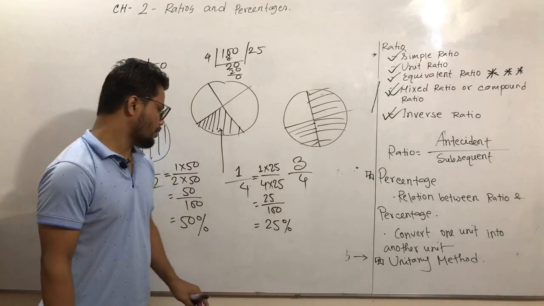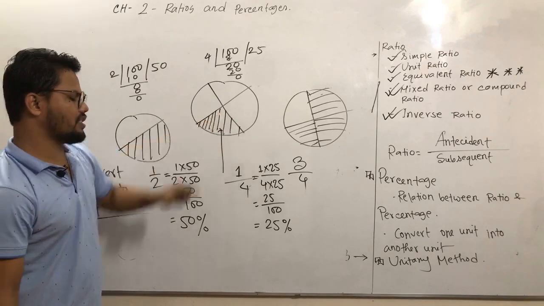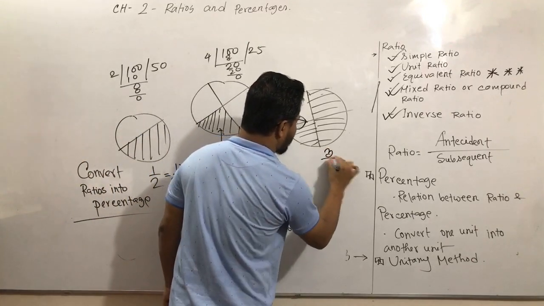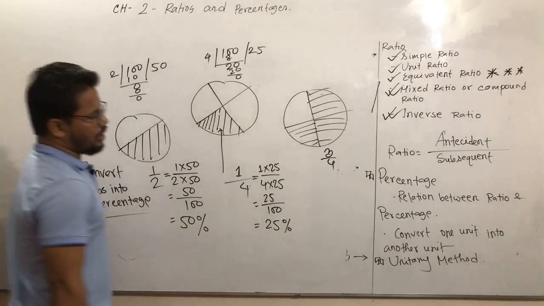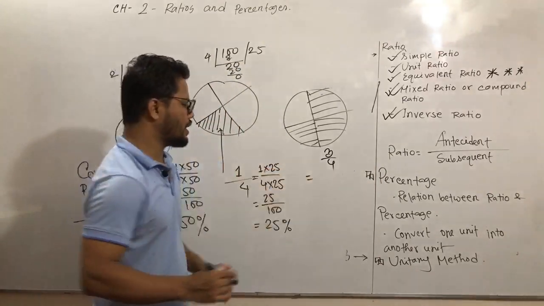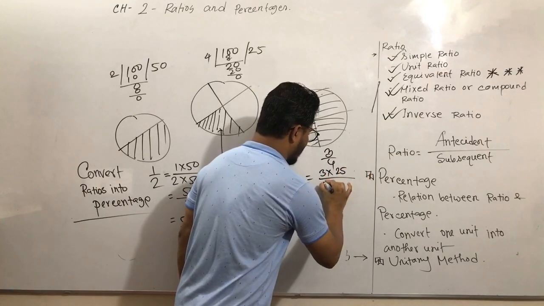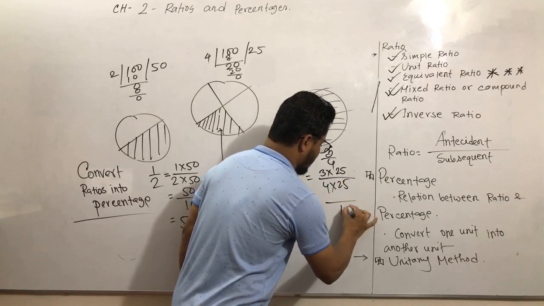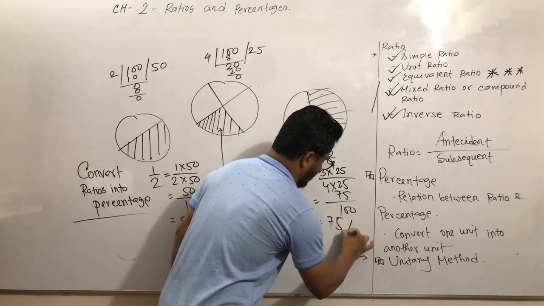So this is 50% here, this is 25% here. Now finally the third one. This is 3 by 4, the portions that are dark. In the previous case we have already done 100 divided by 4, which gives 25. So multiply both antecedent and subsequent by 25. You will get 75 by 100, which indicates 75%.